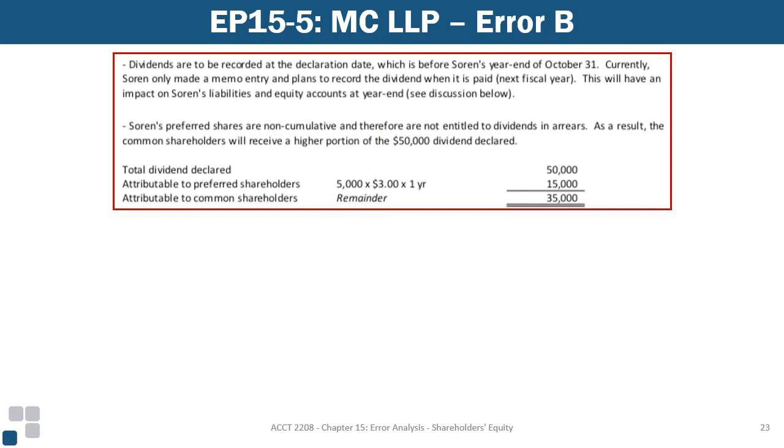So there are a couple of errors made, as I just discussed. Now the first error is basically that the dividends are actually to be recorded on the declaration date, right, which is before the year end. So on October 28th, they should have declared the dividend, right?